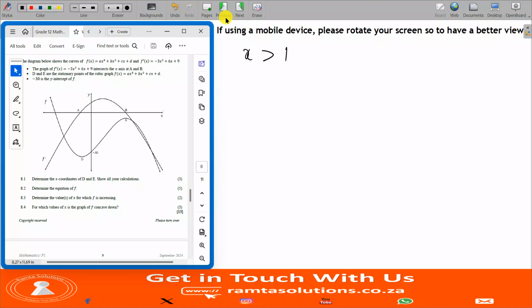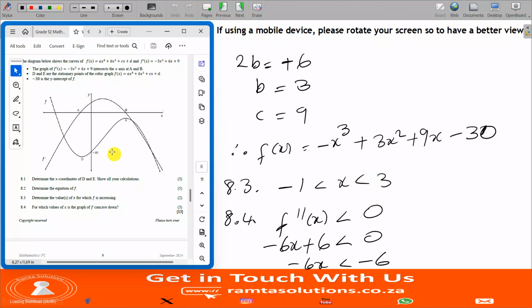If you were using the midpoint of the x values of the stationary points, you're going to say it is greater than 0, and you're going to get the same answer. So we are good. Perfect. So this is your question 8.